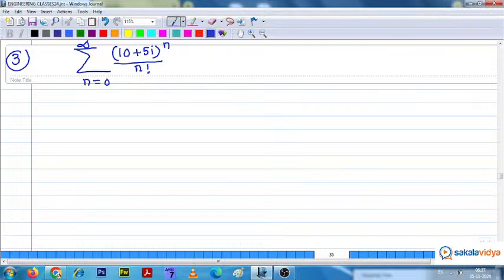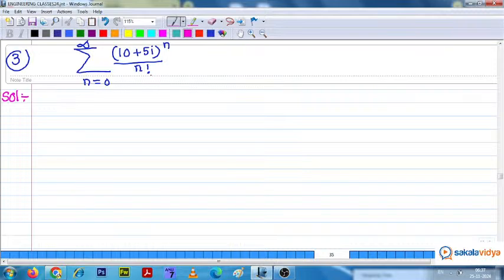If you observe the nth term, say un is equal to 10 plus 5i whole to the power of n by n factorial, the un involves factorial terms. That means it consists of a factorial or a power. At that time we need to apply D'Alembert's ratio test only. This is the way we identify the appropriate, suitable test. Okay, let us proceed to the solution.